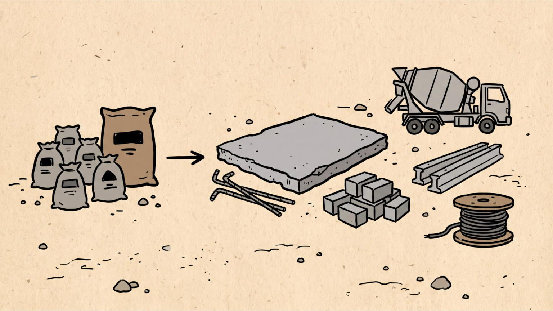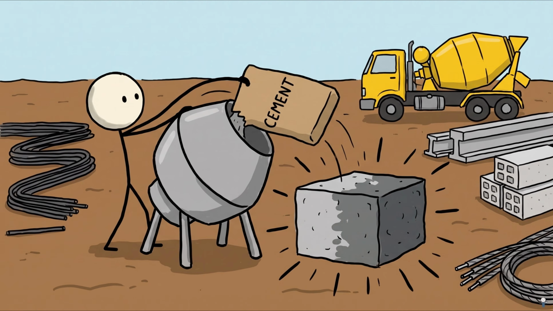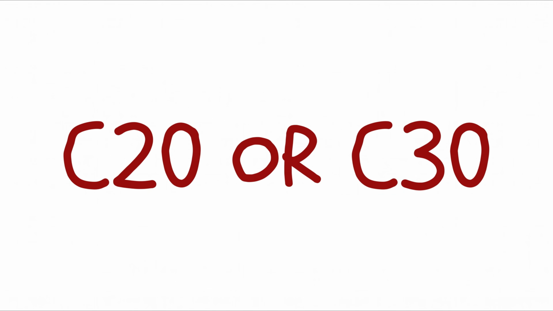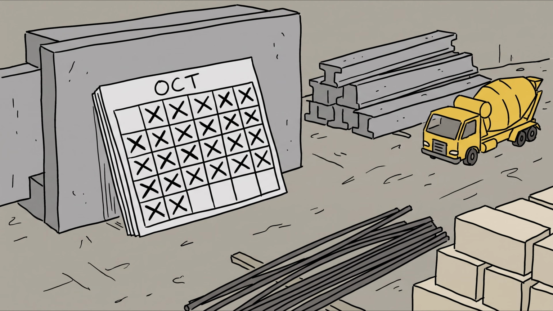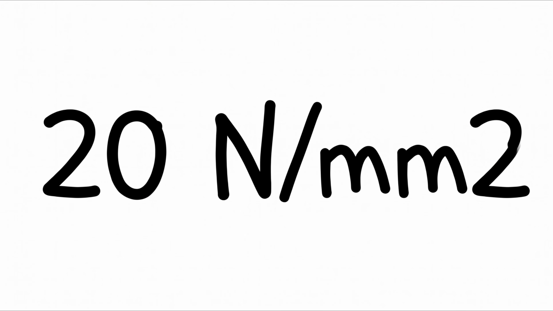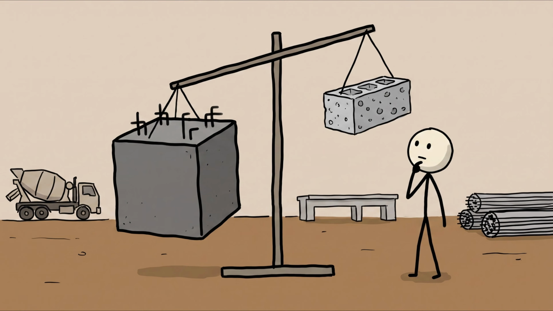On site, most people talk about the mix by ratio. 6 parts ballast to 1 part cement for lighter work. 4 to 1 for stronger work. More cement in the mix means stronger concrete. You'll also hear people say C20 or C30. That's just the strength grade. The number tells you how strong the concrete is after 28 days of curing. C20 handles 20 newtons per square millimeter of pressure. C30 handles 30. Higher number, stronger concrete.